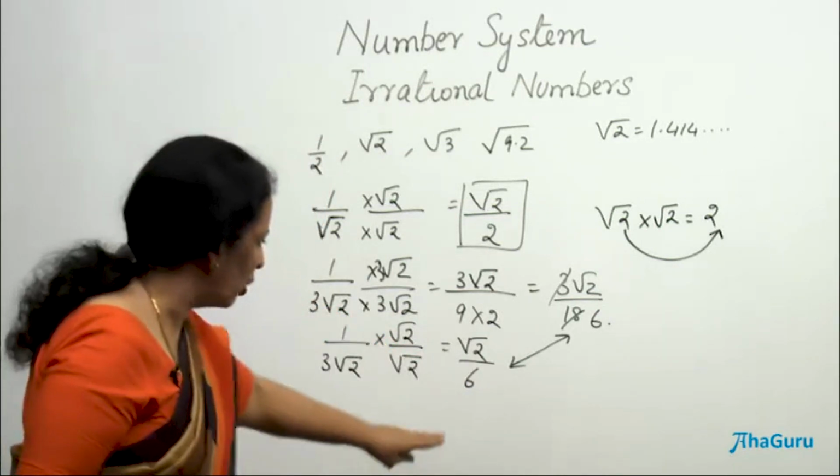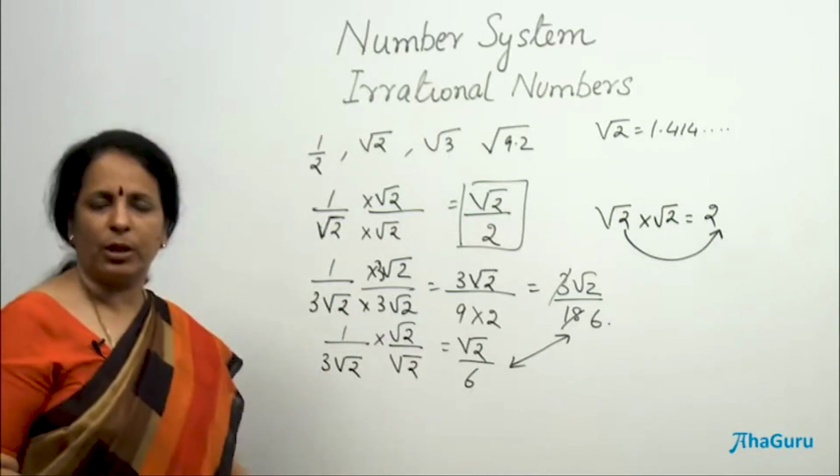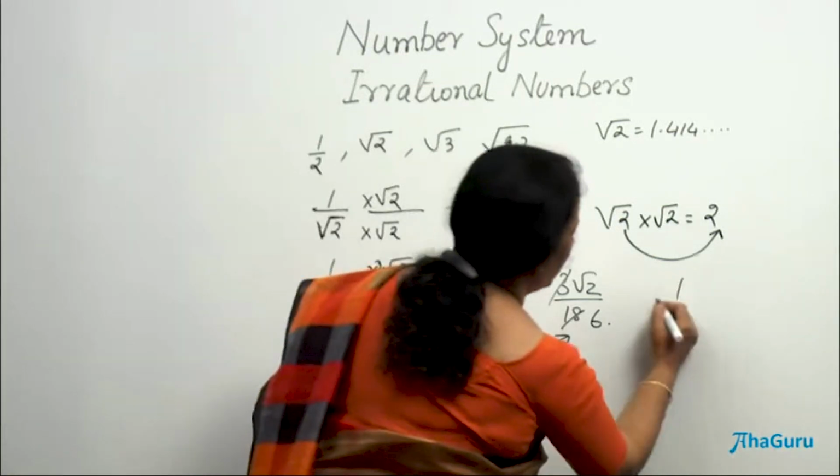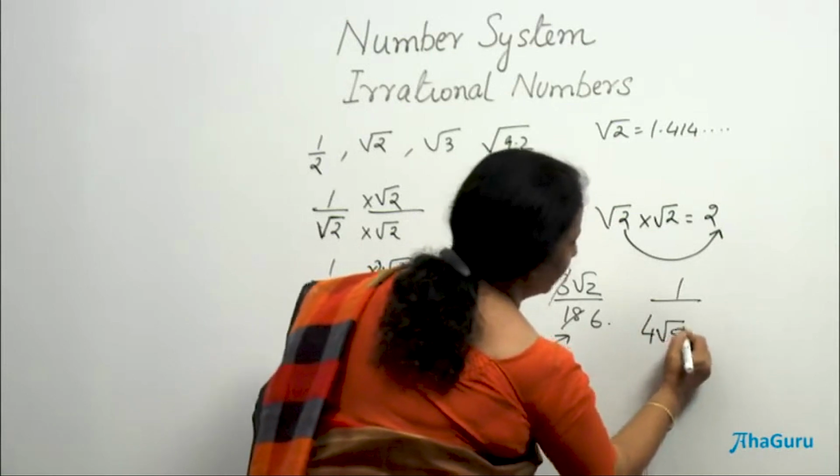That is what it means. So, the denominator is now only 6. That solves our problem. Okay, so like this we can do for anything. For example, 1 by 4 root 5.